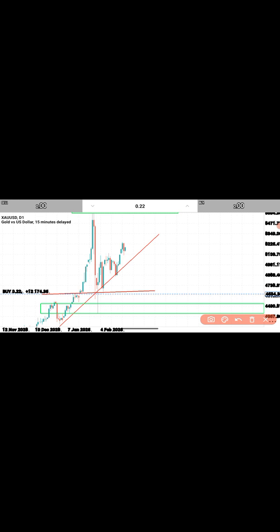So lot size, what is lot size? Lot size is how much investment you put in the business. You deposited $50 in your forex trading account. Now, anytime you want to take a trade, you are going to be like me.